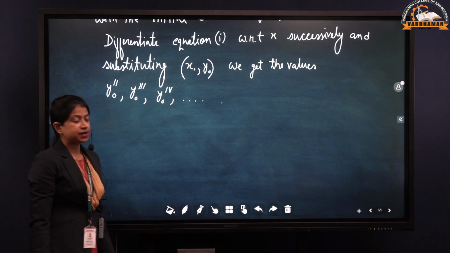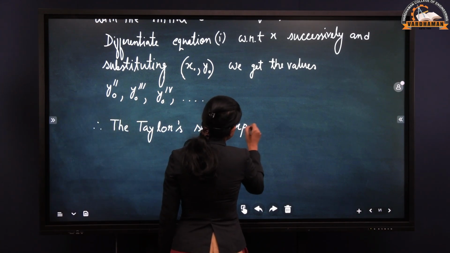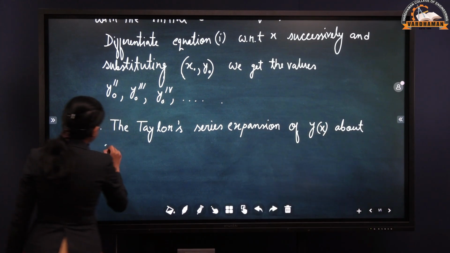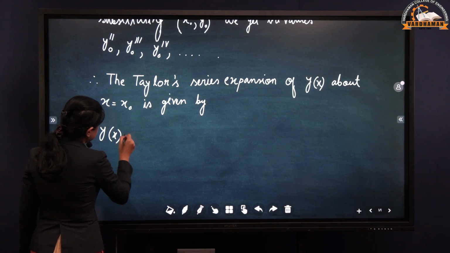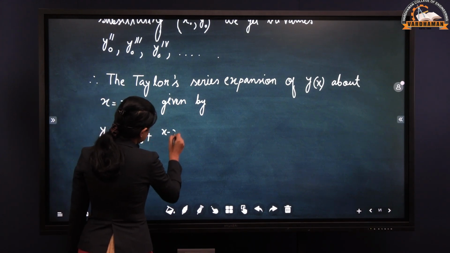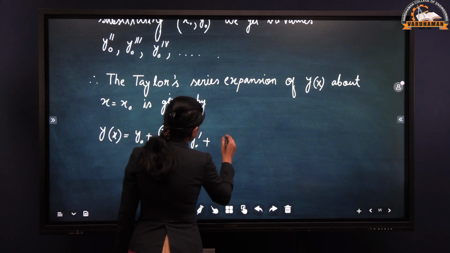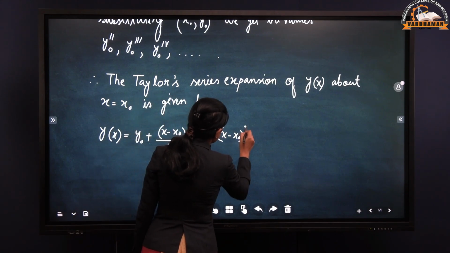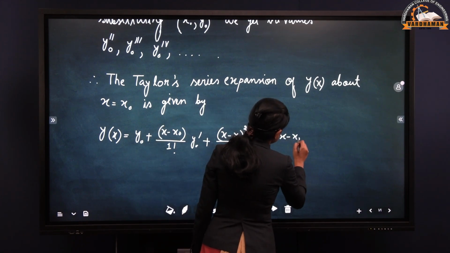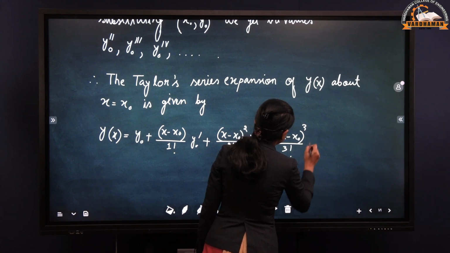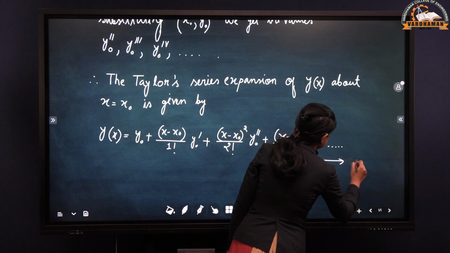As this is Taylor series method, the Taylor series expansion of y of x about x equal to x naught is given by y of x is equal to y naught plus (x minus x naught) by 1 factorial first order derivative of y naught plus (x minus x naught) whole square by 2 factorial second order derivative of y naught plus (x minus x naught) whole cube by 3 factorial third order derivative of y naught plus so on, which is equation number 2.